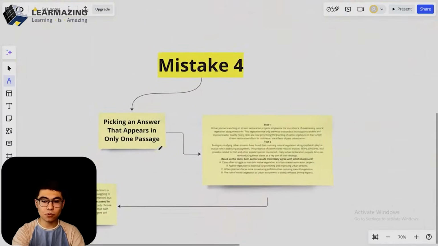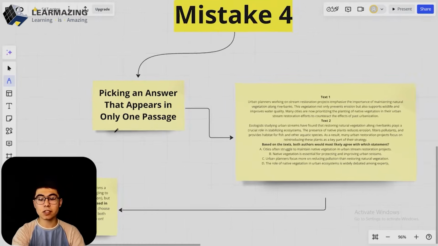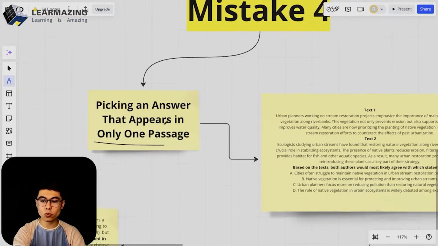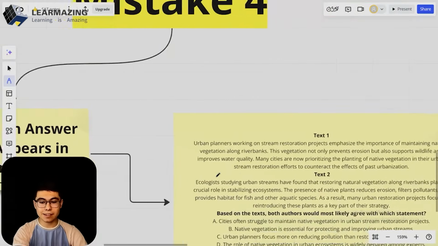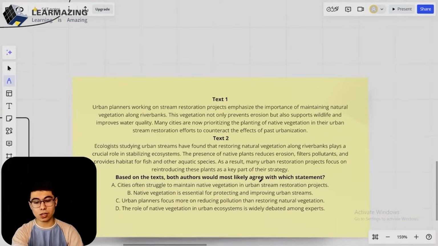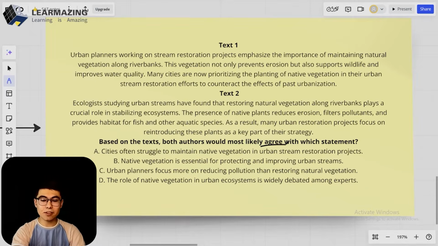Mistake number 4, and that is picking an answer that appears in only one passage, and it's related to paired texts. Let's solve this question in order to understand what that mistake is and how we can fix it. Based on the texts, both authors would most likely agree with which statement? So let's read text 1.